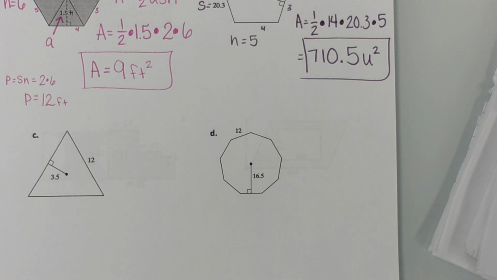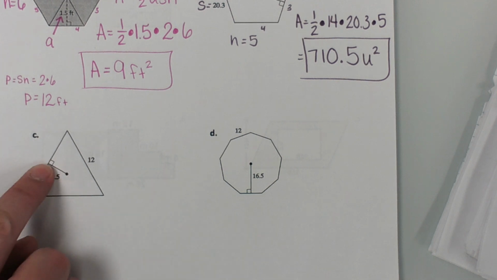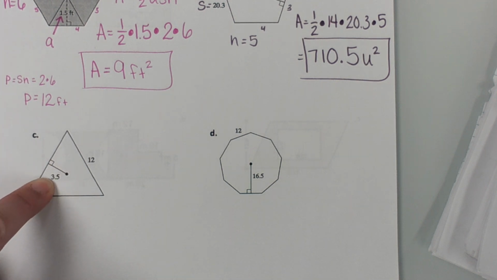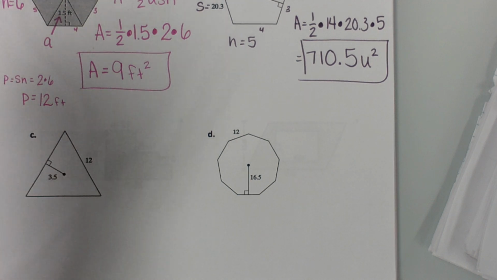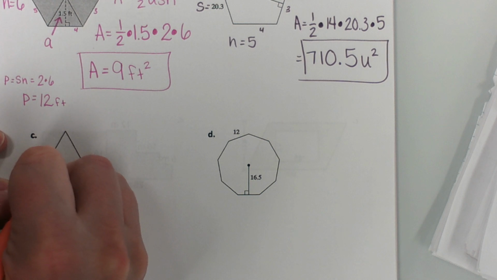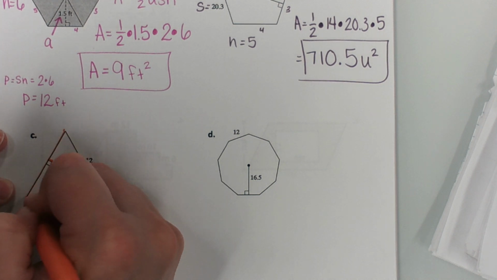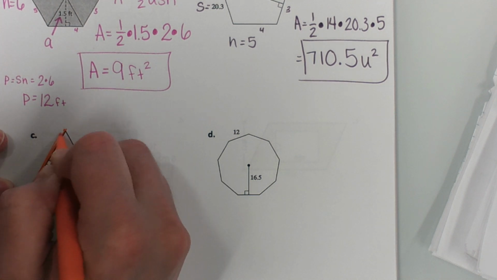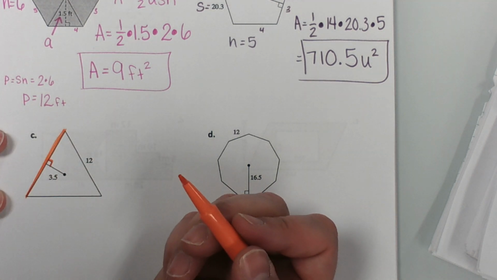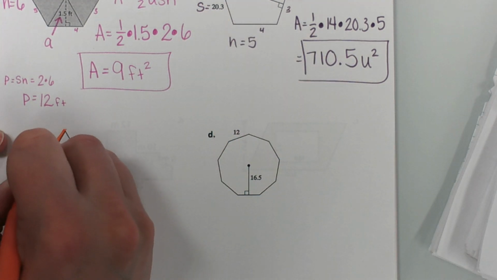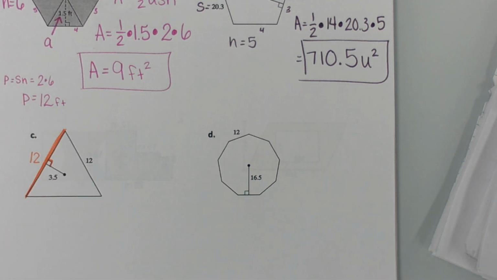Not 3.5. 3.5 is not a base. 12 would be a base because a base is a side length. The height has to be perpendicular to it. I see a right angle right here, but is this a height? I thought the base came from the right angle. It does. Right angle right here. Technically this should be the base. But since it's a regular polygon, according to the instructions, this would be 12.